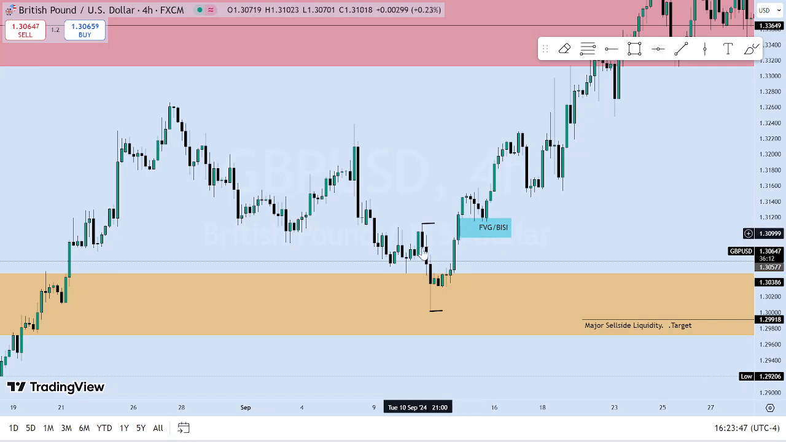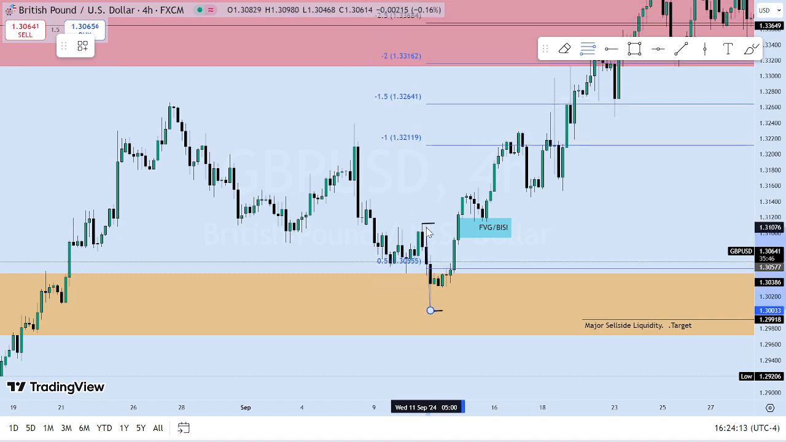So to project your standard deviation, you anchor from the low to this high before price takes it out. Before price breaks above it, you anchor from this low here to this high. To anchor it, this Fibonacci, that's what you use for your standard deviation. You anchor from the low to this high.